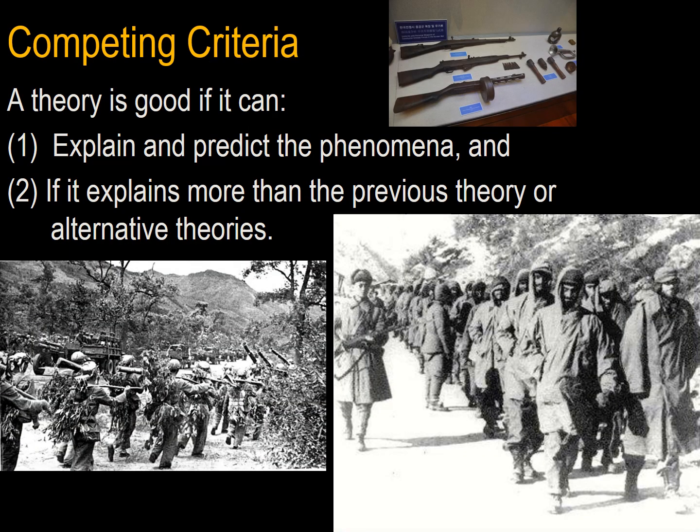The second criterion is the competing criterion. A theory is good if it explains more than the previous theory. So I'll give you an example. We have theory number one, which is that wars are won by superior weapons. Now we go and study this and we find that 60% of battles are won by this independent variable, and 40% of battles are won for other reasons. All right. There's a second theory which argues that wars are won by superior training. And in the study, we find that 90% of battles are won by this independent variable, and 10% of the battles were won for other reasons. Therefore, theory two is better than theory one, because it explains more.